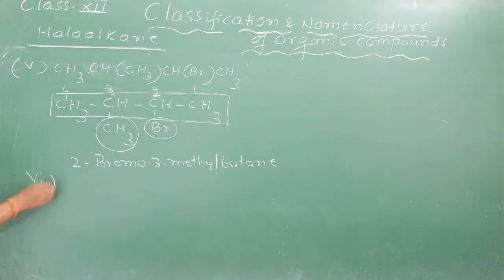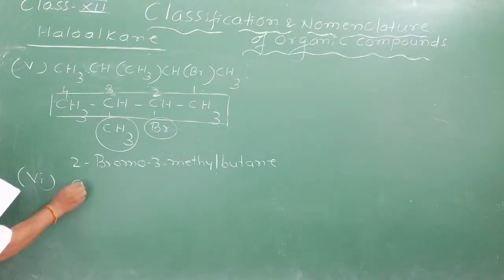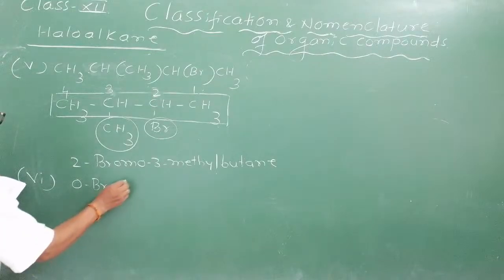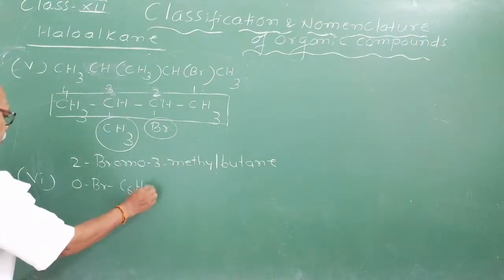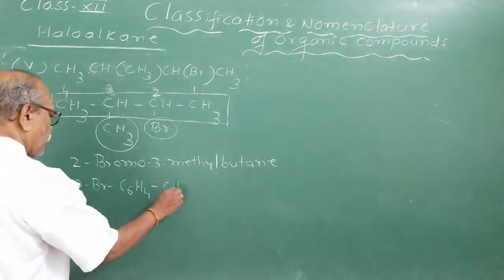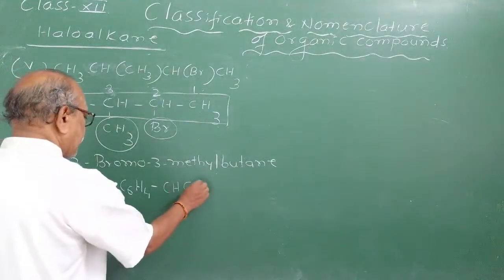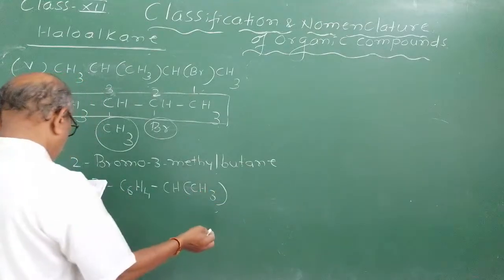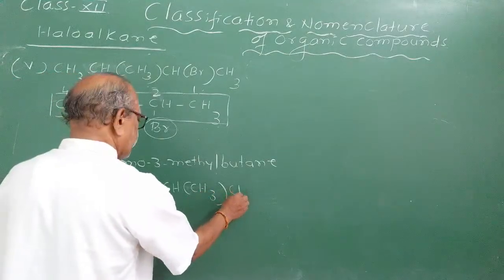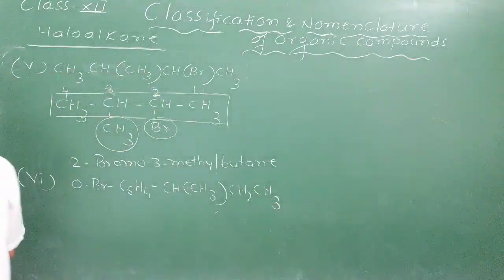I will take one more question, then I will start the reverse process. I will give you the IUPAC name, and you try the structures. Try this one. Ortho, Br, C6H4, they have given CH. In the bracket, they have given CH3, CH3, CH2, CH3. Try to write the structure so that you can give the IUPAC name in a proper manner.